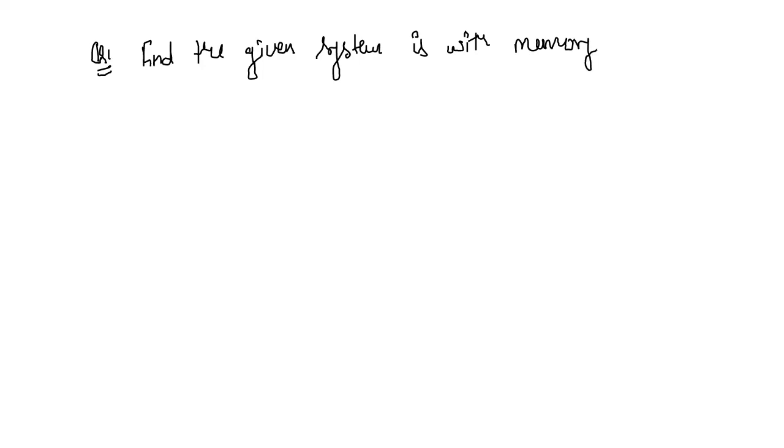Let's suppose the question is: find whether the given system is with memory or not. This is the question. What is the system? The system is given as y(t) is equal to 2x(t). This is the system equation.